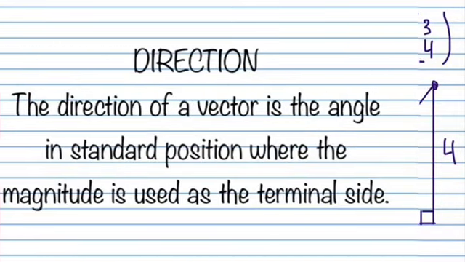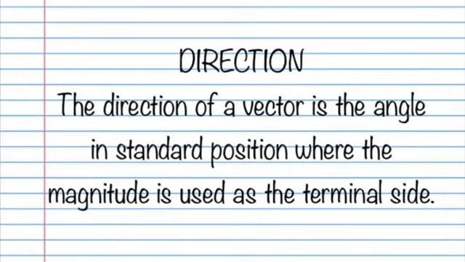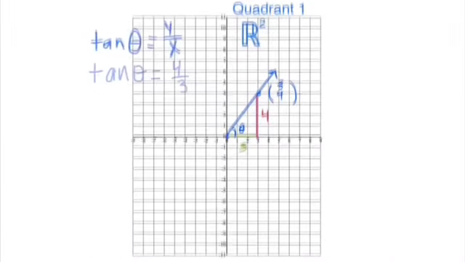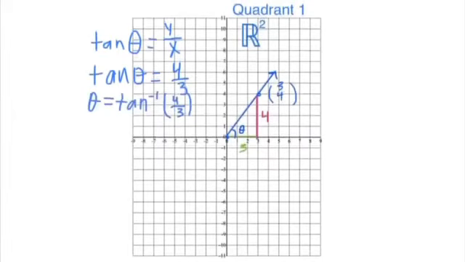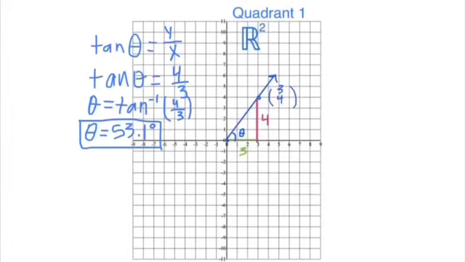The direction of a vector is the angle in standard position where the magnitude is used as the terminal side. To solve for direction, you always start with tangent theta equals y over x. Next, you plug in the values for x and y, then you solve for the inverse since we are trying to find an angle. The angle that you get is the direction for a quadrant 1 problem.